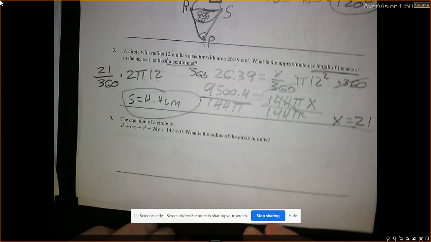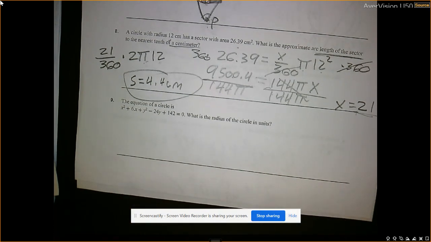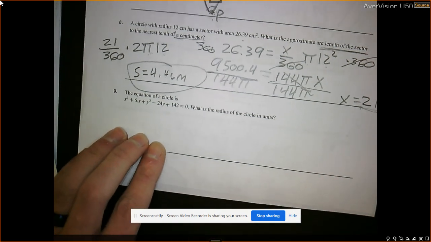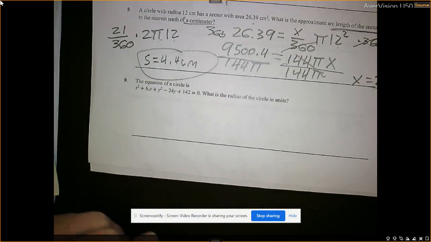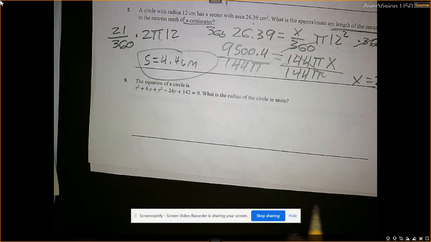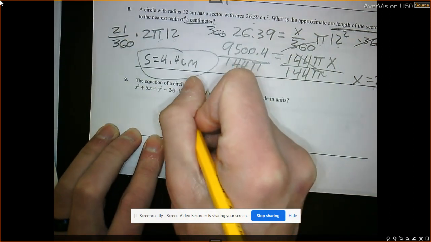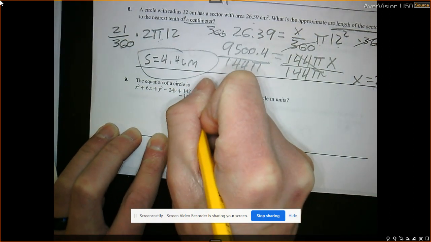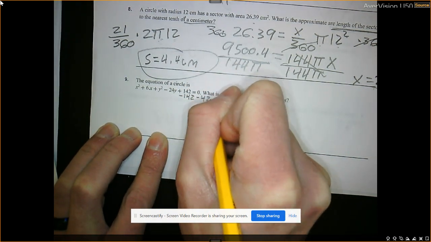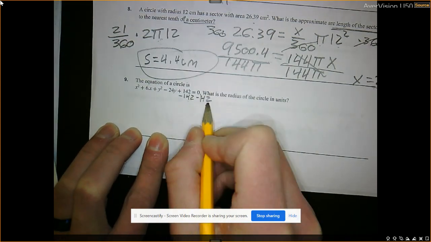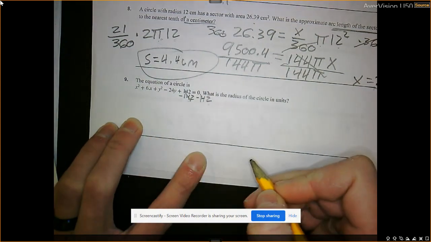So that was a bit of a tricky one. Maybe not really, actually. You're just using formulas. Number 9 we could call maybe a tricky one because that is when we're dealing with the equation of a circle. What we need to start off is get all of our single numbers to the other side of the equation. So I'm subtracting 142 from both sides. That will get it over there.